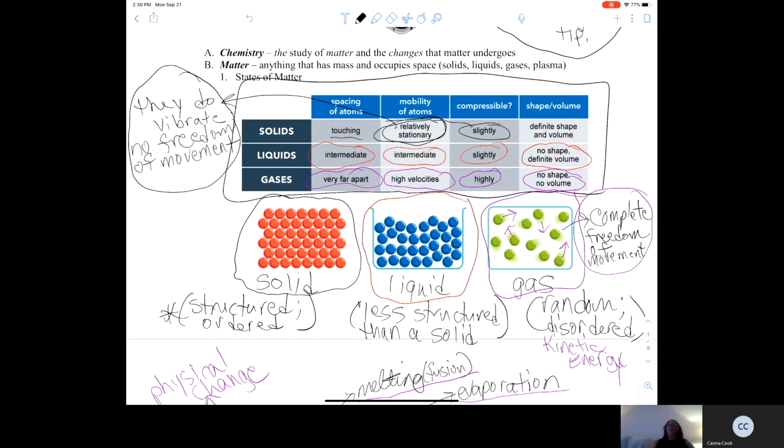Liquids, on the other hand, the particles are close to one another, but they are not touching, and they have limited freedom of movement because they're so close to each other. And liquid particles have very, very low kinetic energy. Liquids do have their own volume, but they do not have their own shape. They take on the shape of their container.